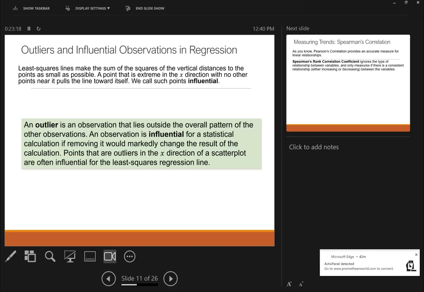We add this extra piece of vocabulary. This term is called influential. We say an observation is influential for a statistic if removing it would markedly change the result. Typically, outliers in the X direction are influential. That's the takeaway here. Everybody okay?